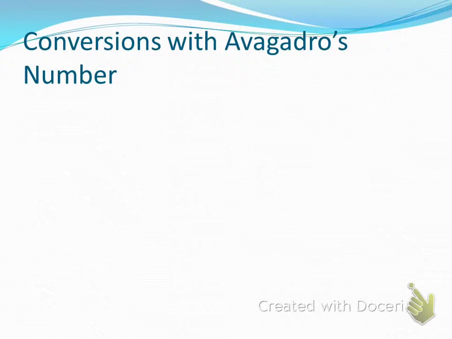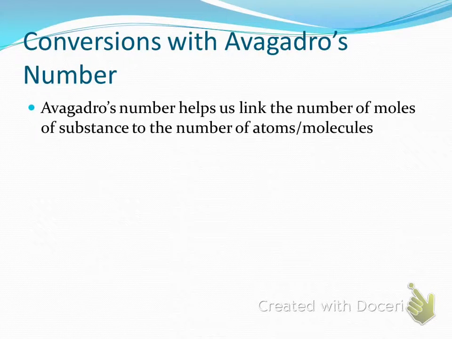Okay, which means we're going to look between moles and molecules, or moles and atoms. Avogadro's number helps us link the number of moles of a substance to the number of atoms or molecules, depending on what we're looking at. If it's a compound, we look at the number of molecules. If it's a single element, we'll just look at the number of atoms. Those two words are used pretty interchangeably for this section, but understand that if we're looking at a compound, we're finding the number of molecules. If we're looking at a pure element, we'll find the number of atoms.